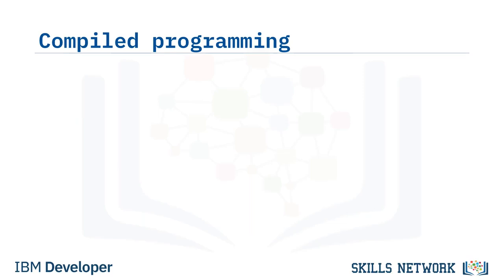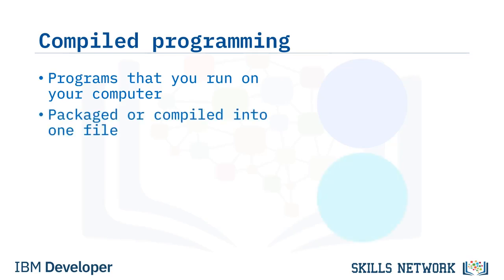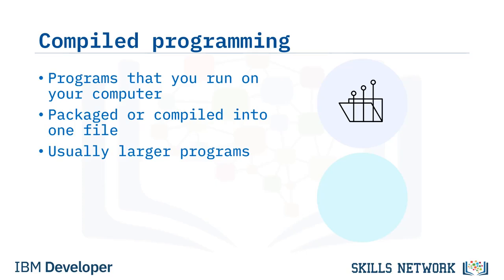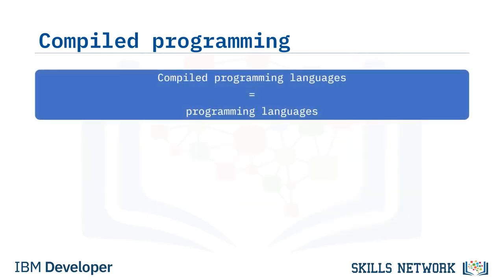Another category of programming languages is the compiled programming languages. Compiled programs are applications and programs, like your music app or your operating system, that you run on your computer or device. The programs are packaged or compiled into one executable file. They are usually larger programs. Compiled programs are used to help solve more challenging problems like interpreting source code. Compiled programming languages are often referred to more simply as programming languages.